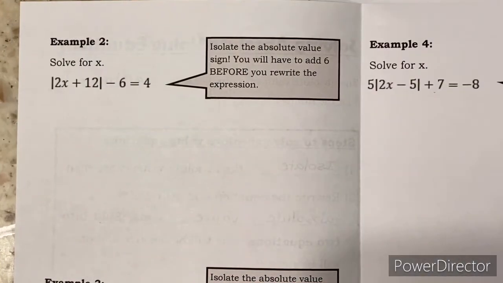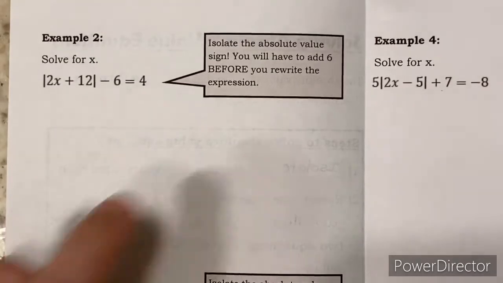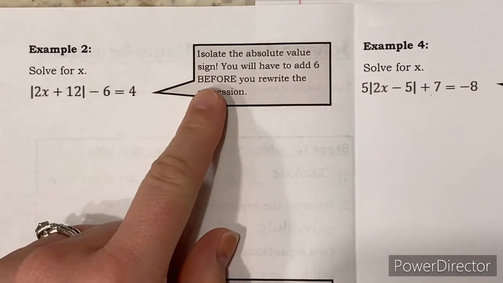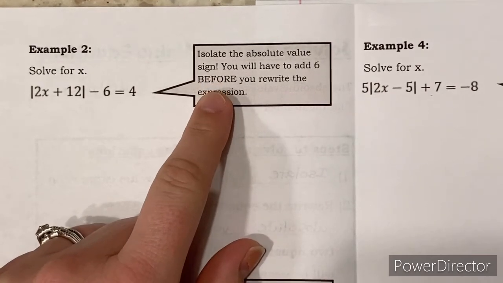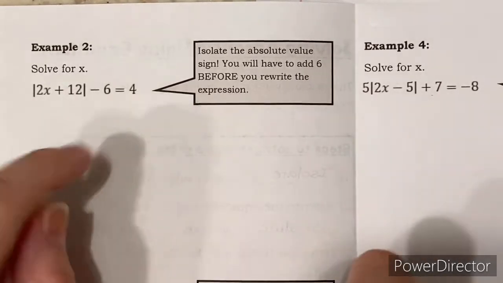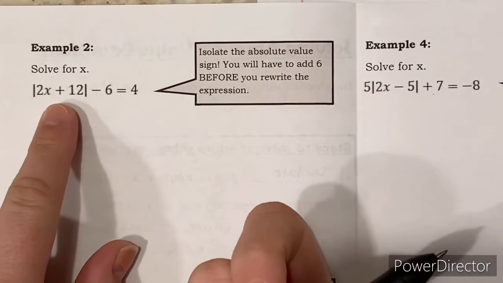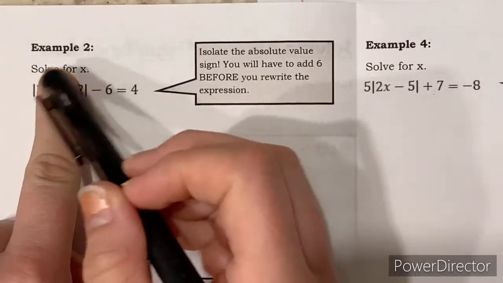Okay guys, so now let's take a look at example number 2. So remember, the 3 steps is to isolate the absolute value, split the equation into 2, and then solve the remaining equations. So when we look at example number 2, I put one of my little hint boxes here that says isolate the absolute value sign. You will have to add 6 before you rewrite the expression. So what I mean by that, when we take a look at this left-hand side, you see how this absolute value, so I'm going to put my finger over that, this is the absolute value.